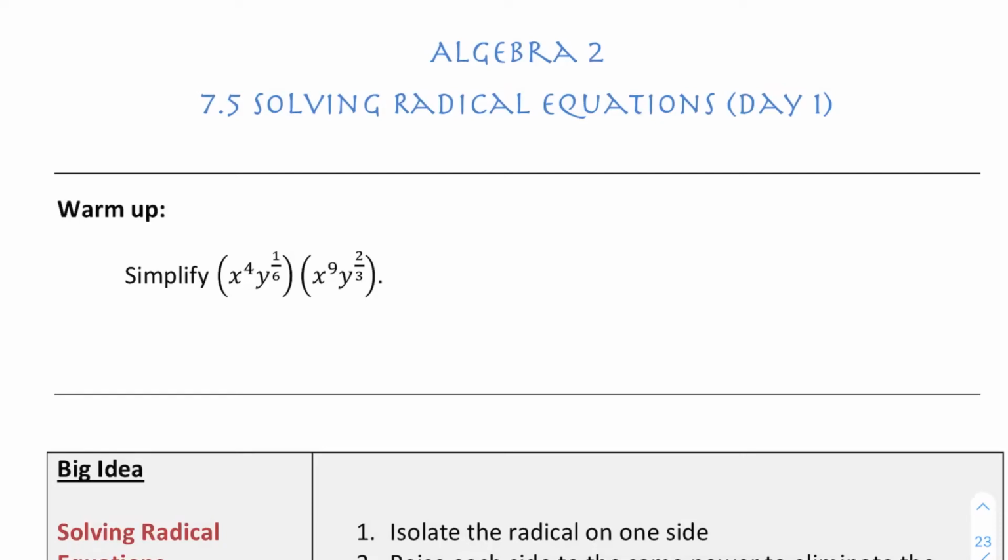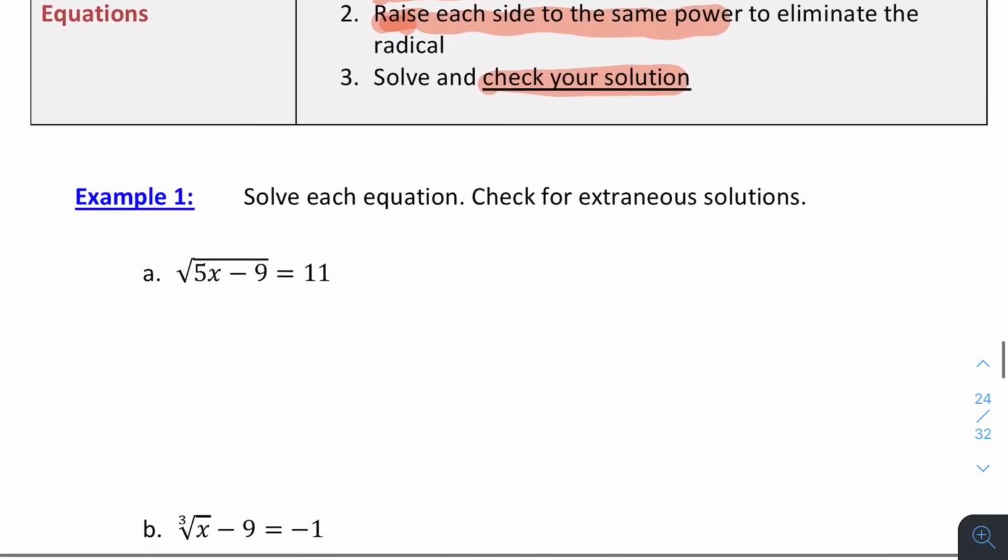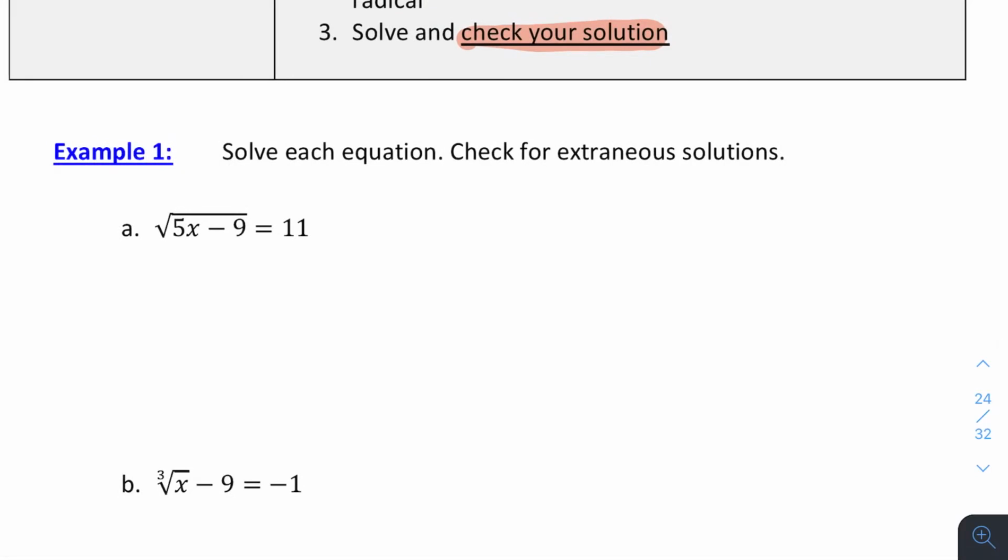We're going to work on solving some equations with radicals today. So first you want to isolate your radical on one side of your equation, get it by itself. Then to undo your radical, you raise both sides to the power that matches it. And then once you've got your variable solved for, you need to check your solution.